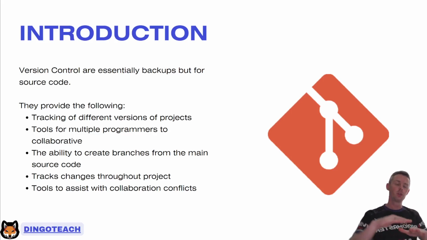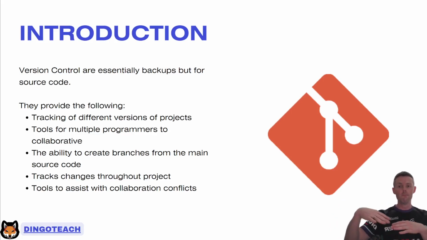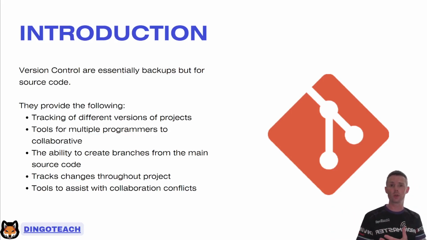There's also the ability to branch off the main branch or the main source code to allow you to try out different changes or add different features. And when they work, you can merge them back to the main project. And finally, you can track changes throughout your entire project, especially if there are multiple programmers. Being able to track what has changed from the first to the second to the third version is incredibly beneficial.